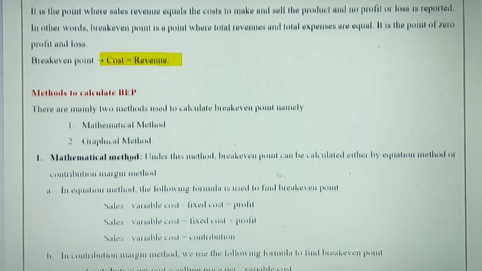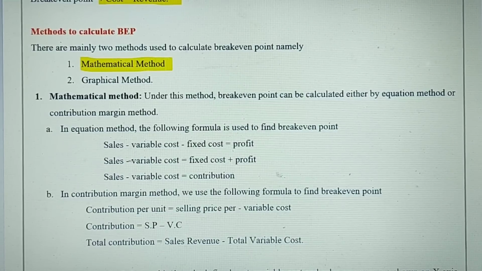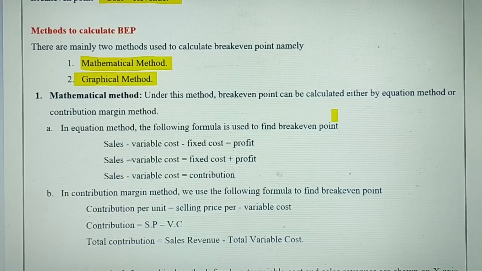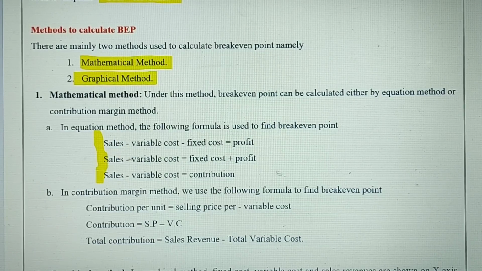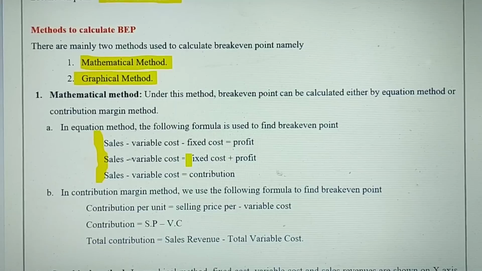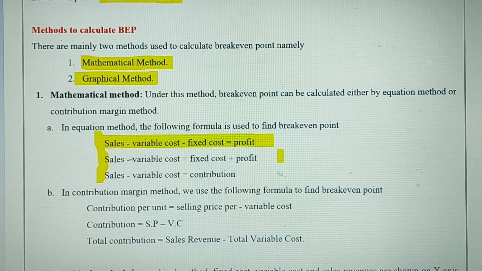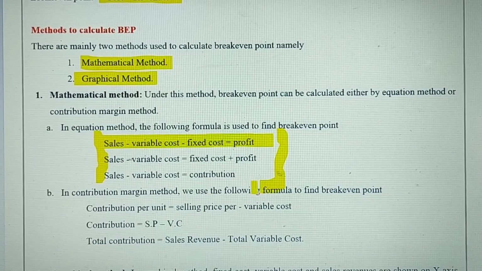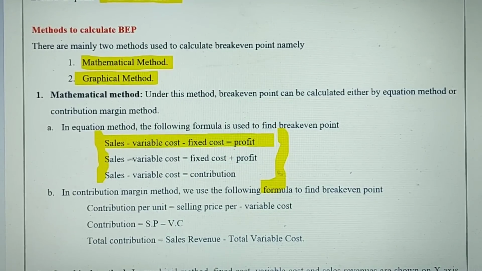And there are a few methods to calculate BEP. The one is the mathematical method, the other is the graphical method. In the mathematical method, generally we use all these formulas to calculate BEP, that is sales minus variable cost minus fixed cost is equal to profit. So based on this you generally get numericals. We will discuss all this in the numerical part.